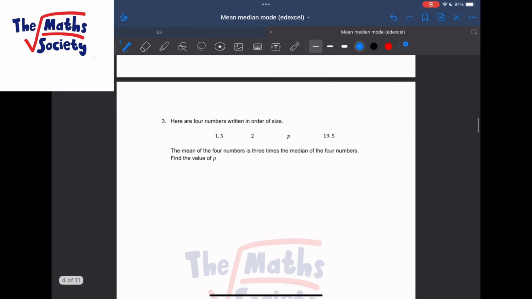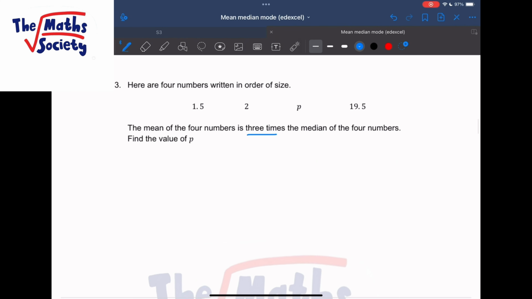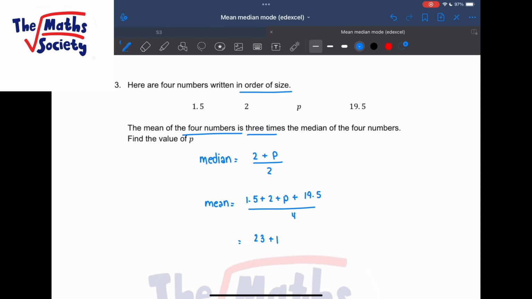Okay, so now moving on to question 3. It says that the mean of the 4 numbers is 3 times the median of the 4 numbers. And here it is already given in order of size. So we know that the median is going to be 2 plus P by 2, right? And then it says the mean of the 4 numbers is 3 times the median. So the mean is going to be 1.5 plus 2 plus P plus 19.5 divided by 4. That is the mean. So then you have 23 plus P by 4, which is your mean.